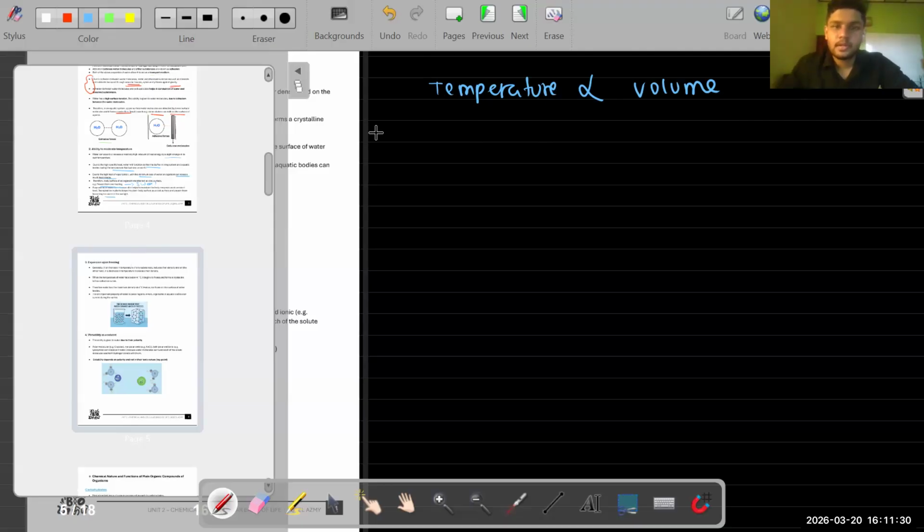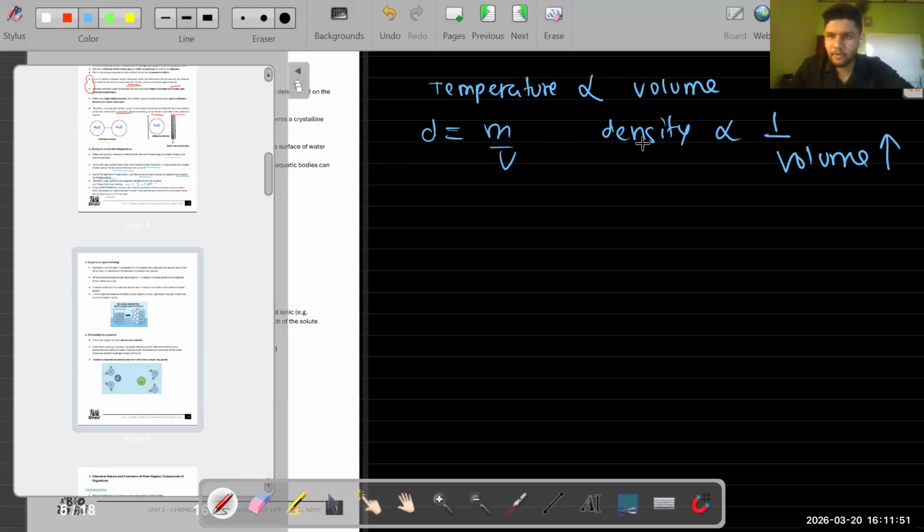Right. Now you know an equation like this, density equals m over v. Have you heard about this equation? Density equals mass over volume. So here, density is directly or inversely proportional to volume? Inversely. So an increase in volume decreases density. Right? So we can say that temperature is inversely proportional to density.